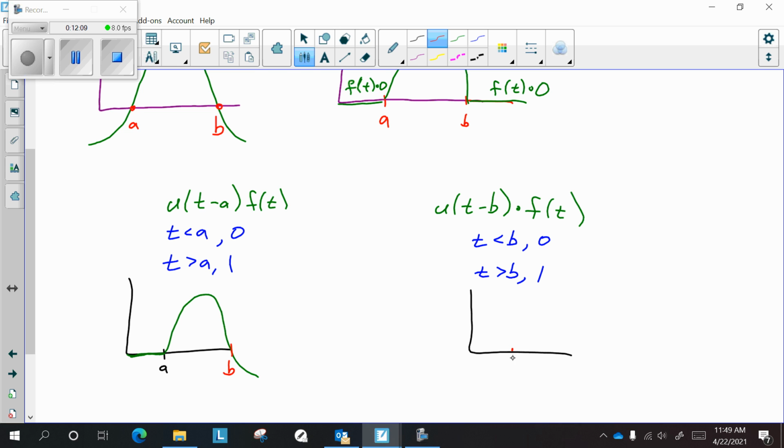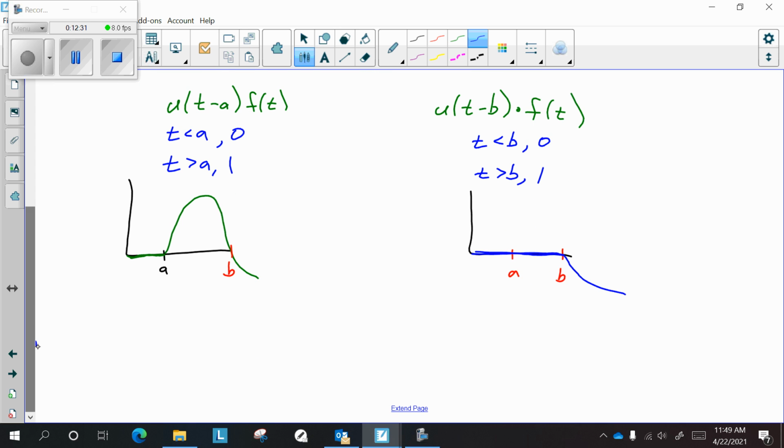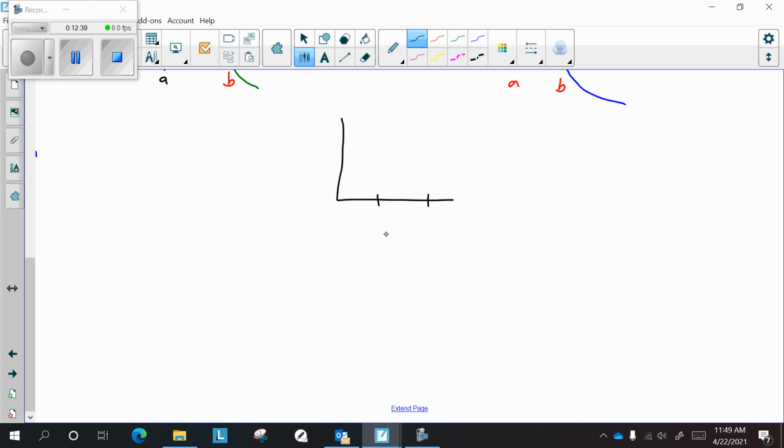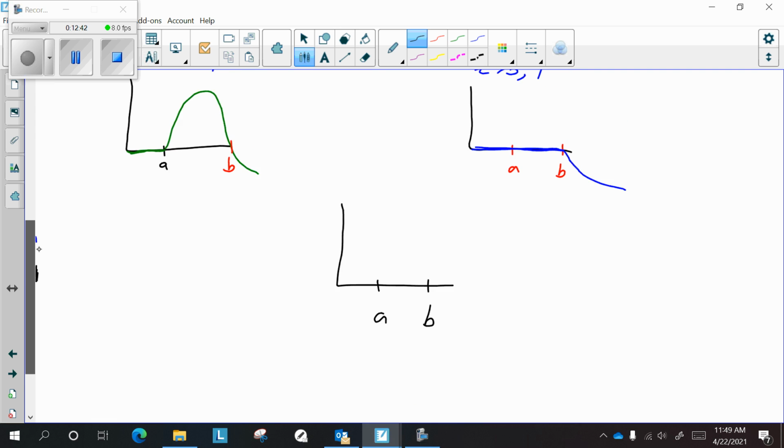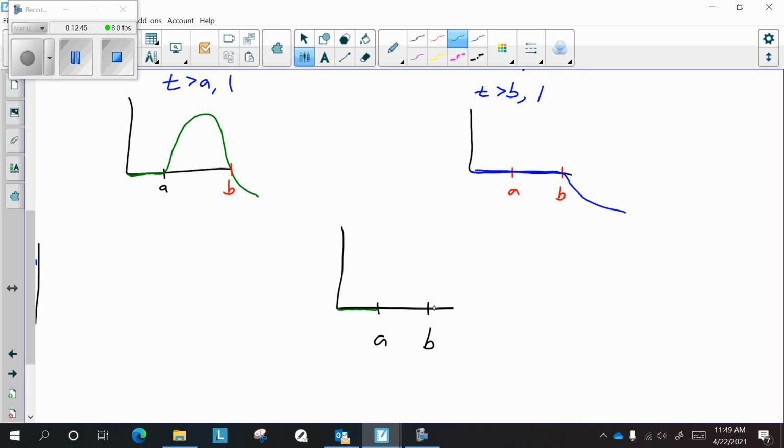Now let's look at what this other one does. This other one says if we're to the left of b, we get 0, so 0 times anything would be 0. When we're to the right of b, we get 1, so we're going to do 1 times our function, and our function does that to the right of b. So the question is, how can we combine these two to get the middle turned on, but the edges turned off? To get 0 here, 0 here, and then just that hump in the middle.